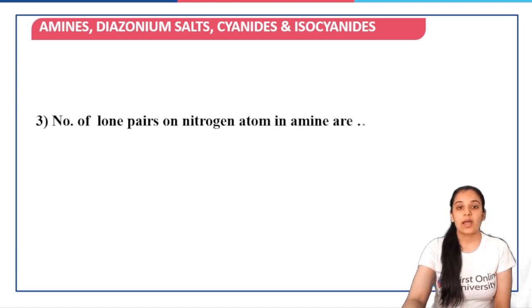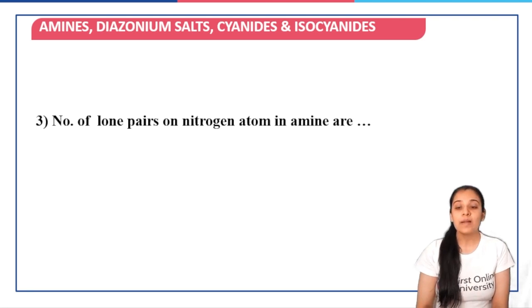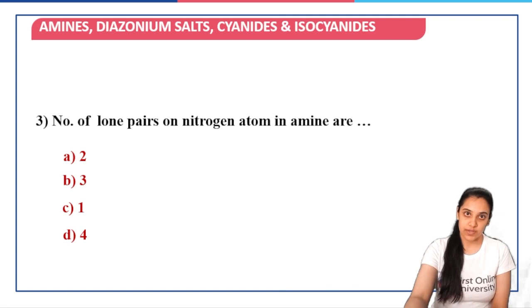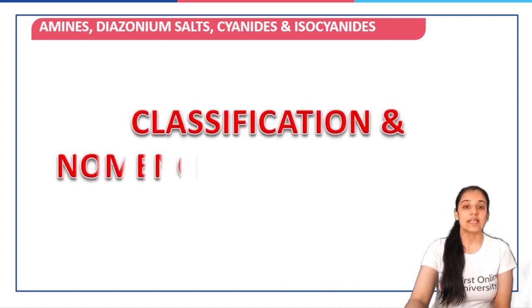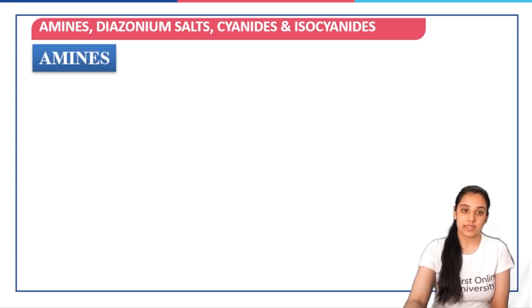The third question: the number of lone pairs present on the nitrogen atom in an amine will be equal to the number of lone pairs present on the nitrogen atom in an ammonia molecule. And therefore, we know that there is just one lone pair present. So option C is the right answer here. Next, we move on to the classification and nomenclature of amines.